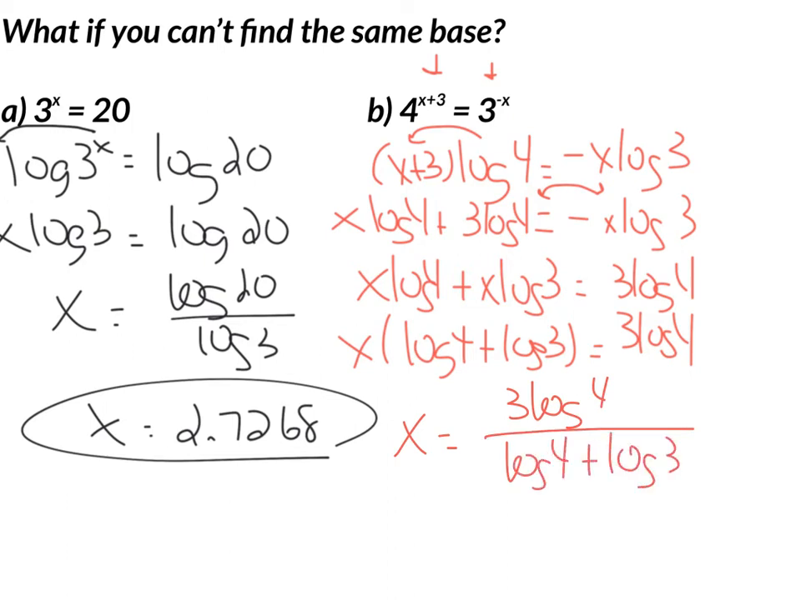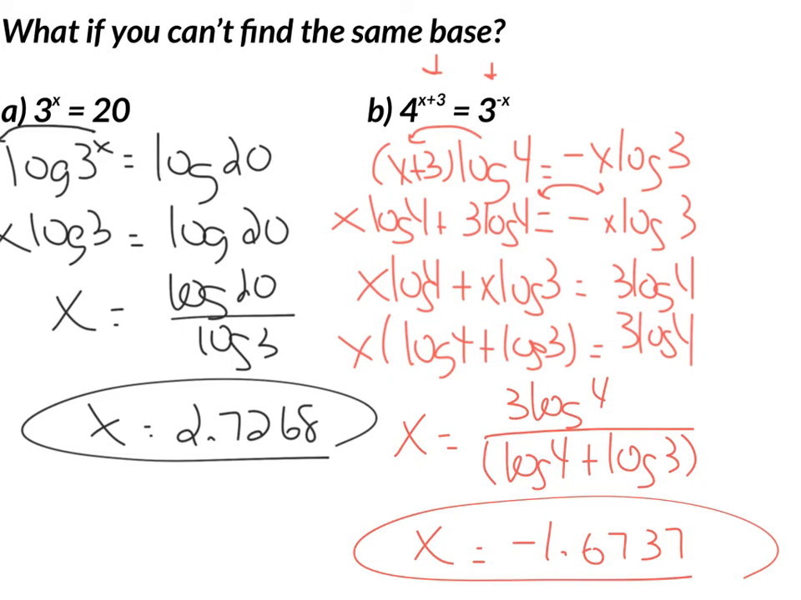And I'm going to punch that straight into my calculator, just like I see it. You've got to be very careful when you punch this because I have two things in the denominator. So I've got to put that all in parentheses, punch that in, and I get negative 1.6737. All right, for my final answer there.